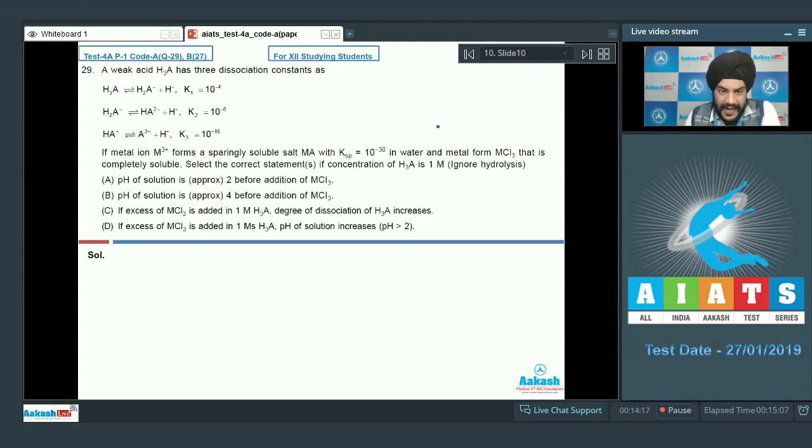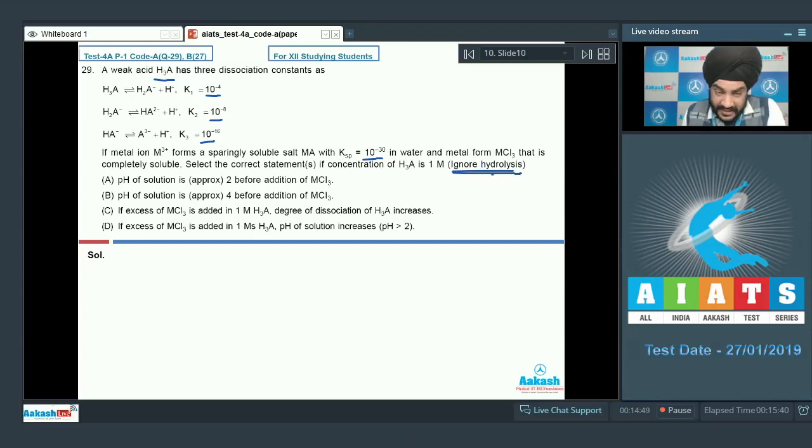Let us look at question number 29 now. A weak acid H3A has 3 dissociation constants. So the values have been given to us. It's 10 to the power -4, 10 to the power -8 and 10 to the power -16. If metal ion M3 plus forms a sparingly soluble salt MA with Ksp equal to 10 to the power -30 in water, and metal forms MCl3 that is completely soluble, select the correct statements if concentration of H3A is 1 molar. So we have to ignore the hydrolysis.